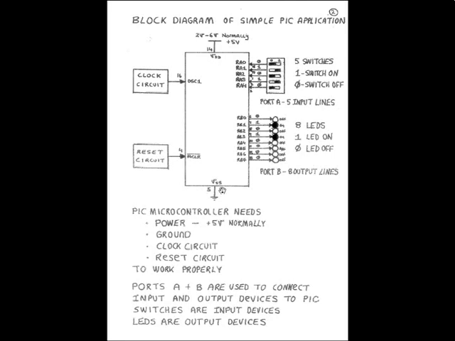Now, in addition to those two things, we must also connect a clock circuit into pin 16, and we must connect a reset circuit into pin 4. And in this short video, I'm going to look at a typical clock circuit that we can use that'll get this PIC microcontroller to work properly, and a typical reset circuit that we can use, which we also need to get the PIC microcontroller to work properly. So the clock circuit has to be connected into pin 16, and the reset circuit has to be connected into pin 4. Let's look at the clock circuit first of all.